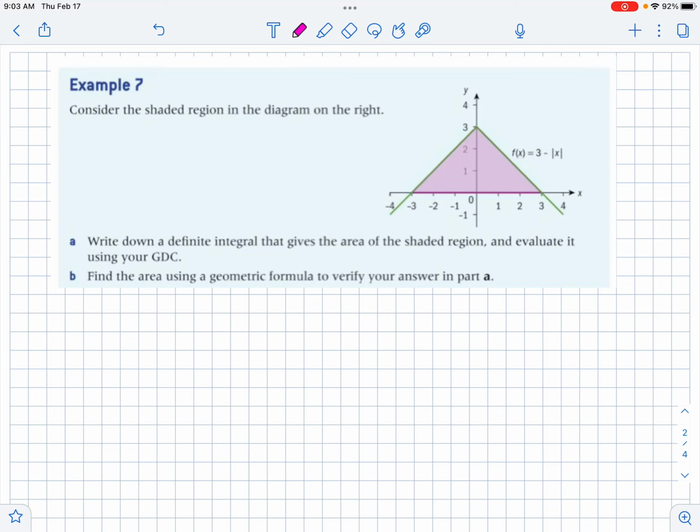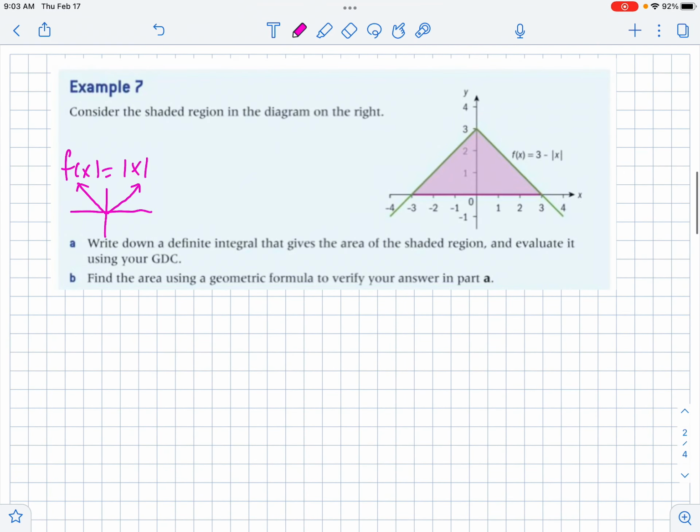Or you could recognize that this is an upside down absolute value. So when f of x is equal to absolute value of x, the graph looks like this. It comes down at a negative slope, bounces off the origin, and goes up at a positive slope of 1. So this is an upside down absolute value that's been shifted up by 3, because the vertex is normally on the origin, but now the vertex is up on the 3. So it's been flipped upside down and moved up 3.